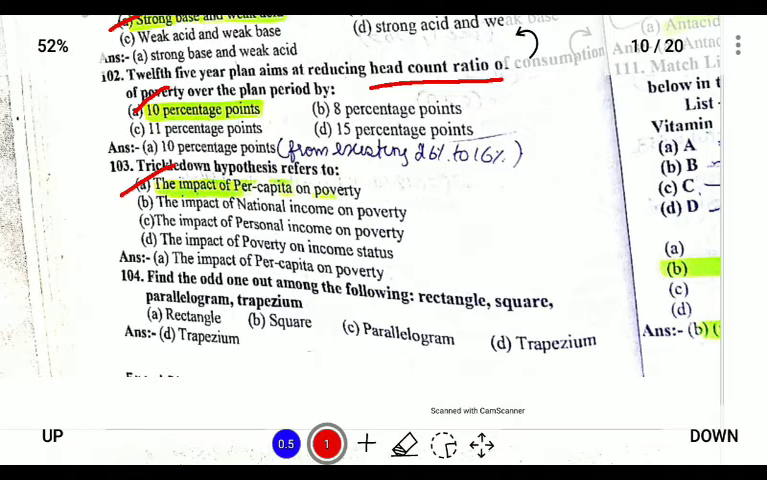What is the trickle-down hypothesis? It simply means that the various centrally sponsored schemes introduced by both the central and the state governments should reach the poorest of the poor. So this is the trickle-down effect, and it is used to refer to the impact of per capita income on poverty. So next, find the odd one among the following.